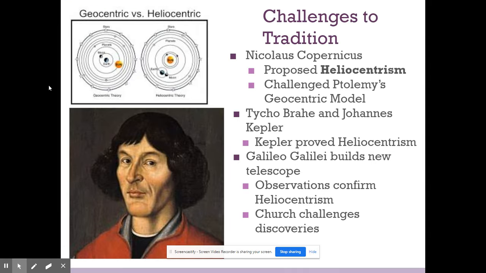So the first guy to really challenge it will be this guy down here with his wonderful haircut, Nicholas Copernicus. And he proposes the idea of heliocentrism. And this challenges Ptolemy's original idea of geocentrism. So in heliocentrism, the idea is helio, meaning sun. The sun is the center of the universe, whereas in geocentrism, the Earth is the center of the universe.